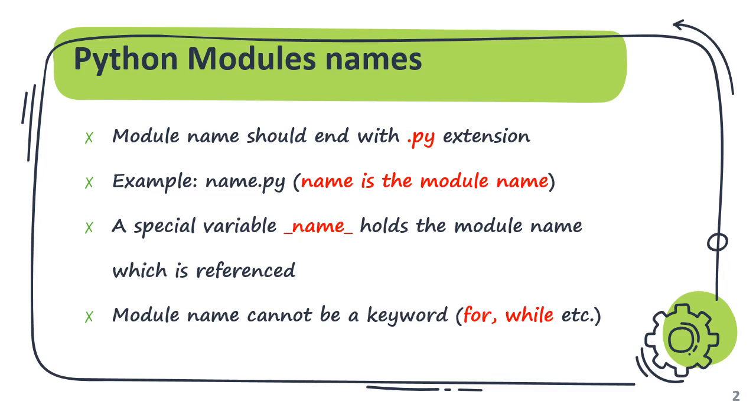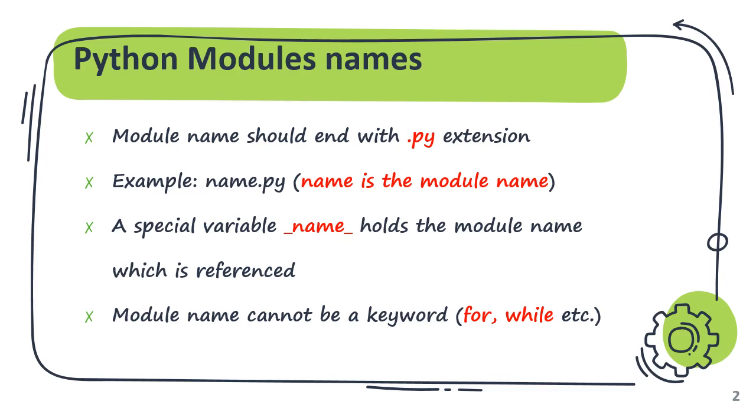So the naming convention: Python module names, what is the specialty? The module name should end with the .py extension. That is mandatory. You have to use the .py extension to create a module. Then here is a small example, name.py. Name is the module name here.